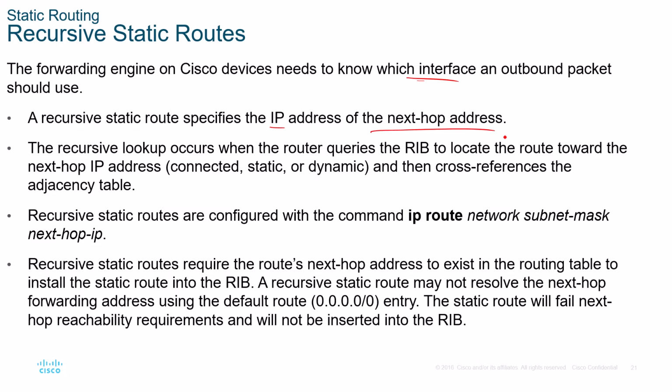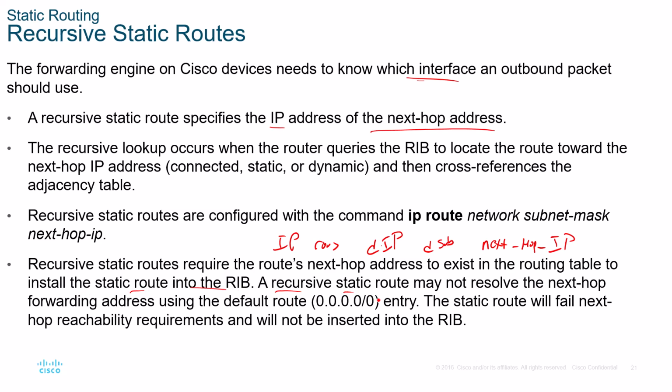The recursive static routes are configured with the command ip route network subnet next hop IP. So when you do ip route destination IP, destination subnet, next hop IP, we can call that a recursive. Recursive static routes require the router's next hop address to exist in the route table to install the static route into the RIB.